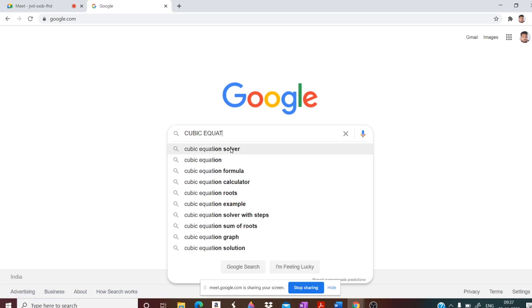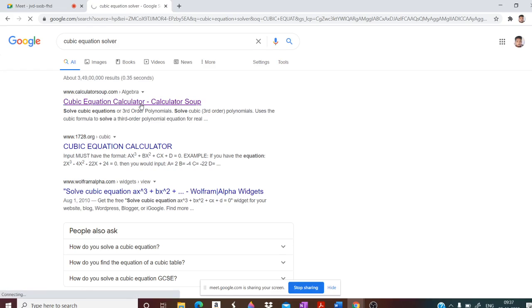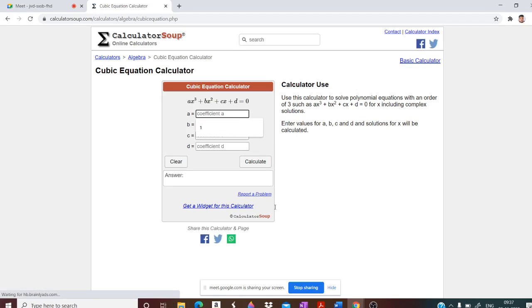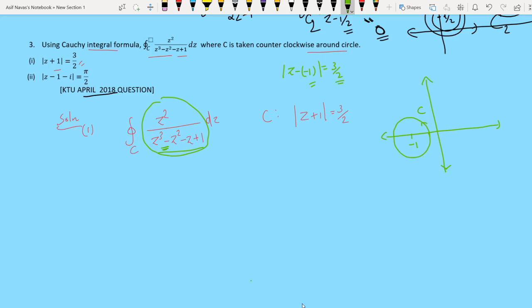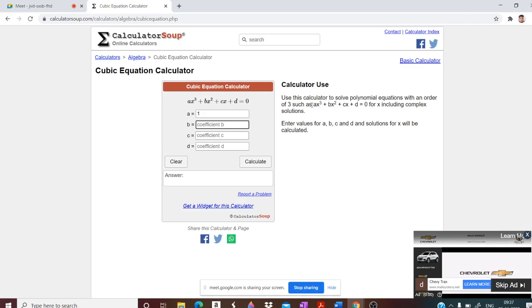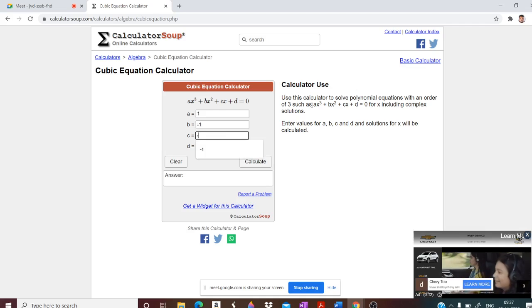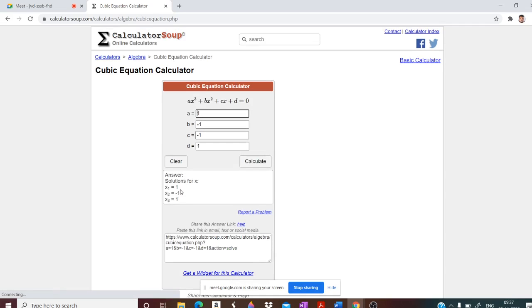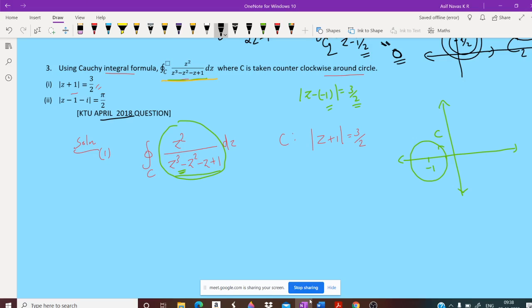I'm using this. Okay, so this is a cubic equation. The z cube coefficient is 1, then minus 1, minus 1, 1. So I am calculating the roots. I will get the roots as 1, minus 1, 1. So the roots are z equal to 1, 1, minus 1.